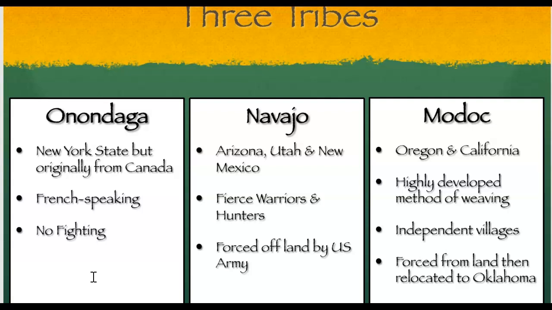The Navajo, which is of course the Navajo origin legend, tell about the Navajo who were located around Arizona, Utah, and New Mexico. And they were known to be fierce warriors and hunters, and they were forced off the land by the U.S. Army. And lastly, we'll be reading about the Modoc in When Grizzlies Walk Upright, and they're located in the Oregon and California region. And they have a highly developed method of weaving. They were known for independent villages, and they were forced from their land and then relocated to Oklahoma.